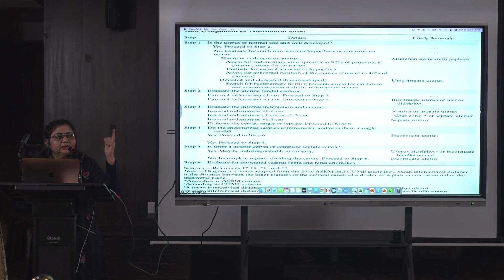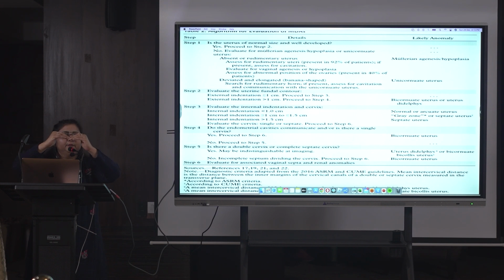Then you have to evaluate the fundal contour. So what was that? Fundal serosa. This fundal serosa was convex. Then below that was the endometrial fundus. So what is that? That was straight and it was a triangular cavity. So we have to look at that.